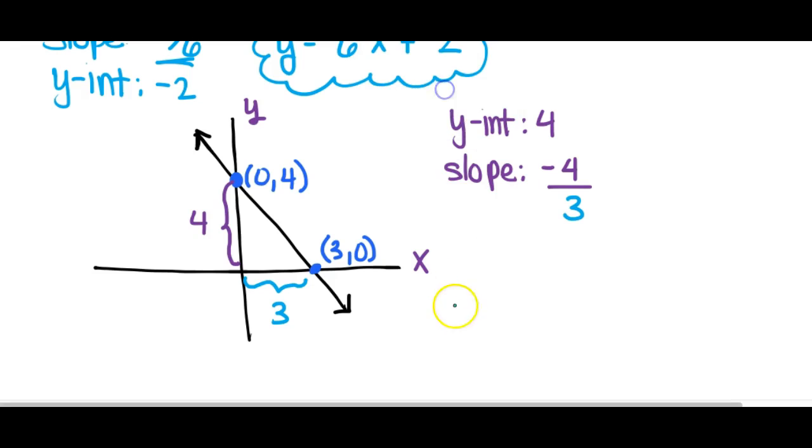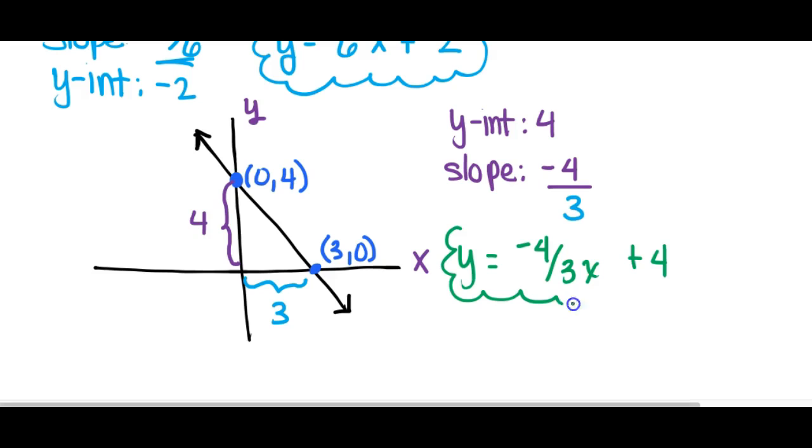So now let's create our equation. Y equals, instead of m, we're putting in our slope. I know I kind of did this backwards, I apologize. -4/3 x plus 4. And there you have your equation. And that's pretty much it. That's all there is to it.